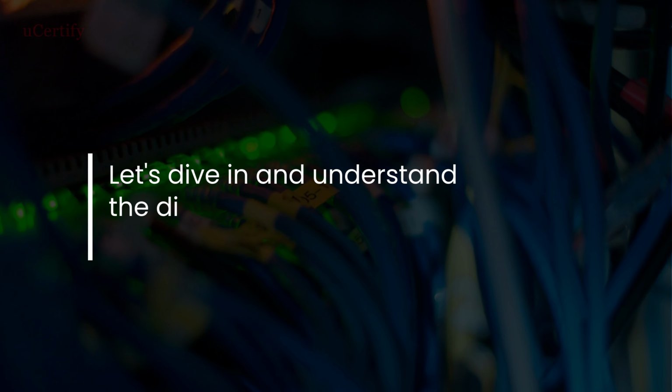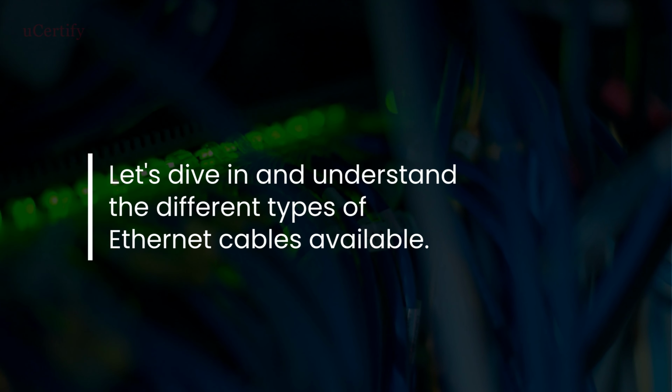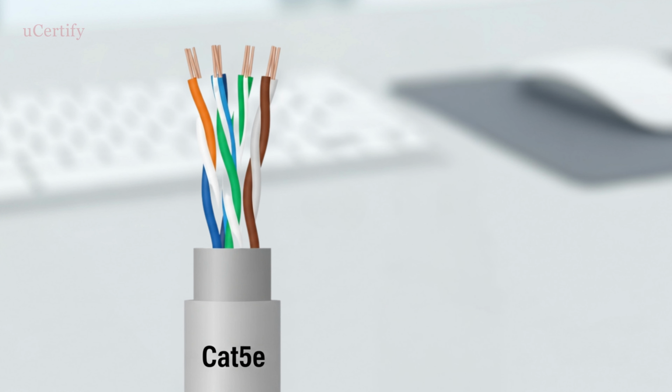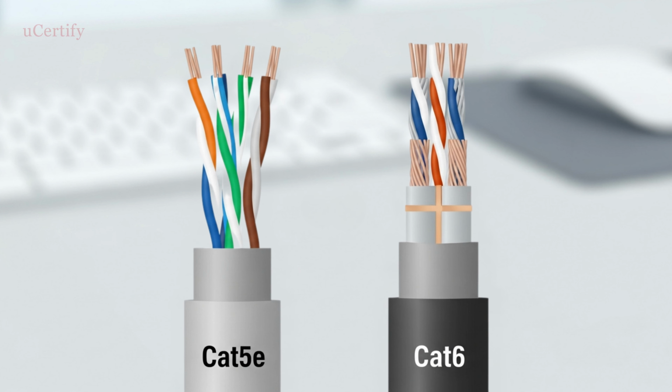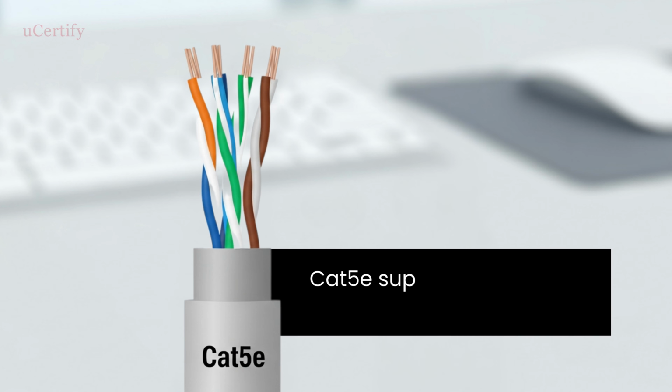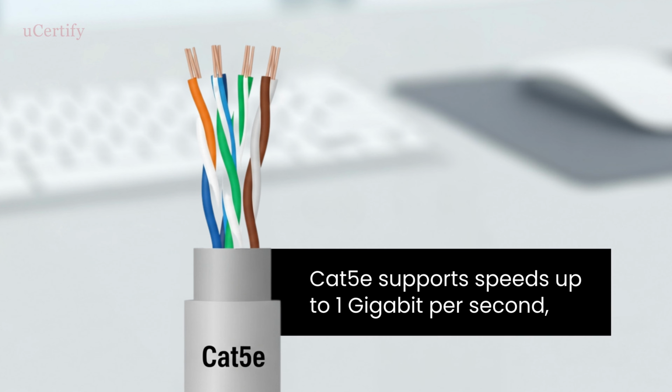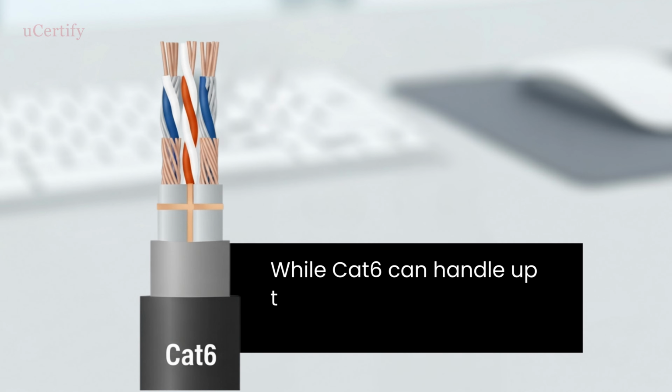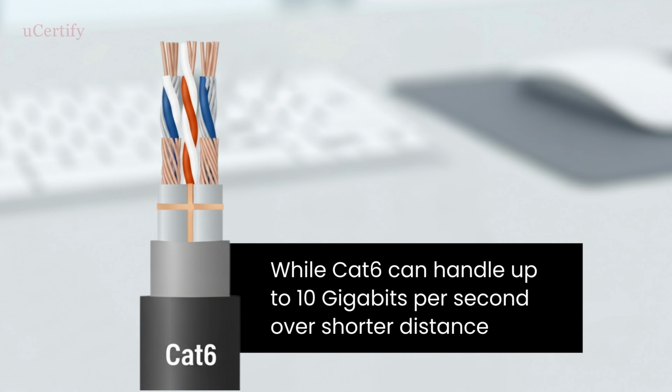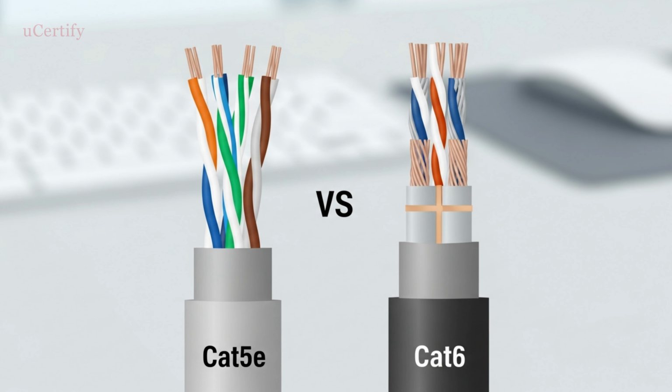Let's dive in and understand the different types of Ethernet cables available. Cat5e and Cat6 are the two most common types you'll likely encounter. Cat5e supports speeds up to 1 gigabit per second, while Cat6 can handle up to 10 gigabits per second over shorter distances. The best choice depends on your specific network needs and devices.